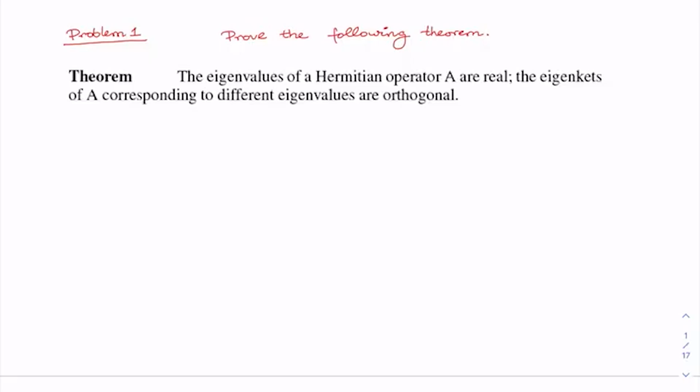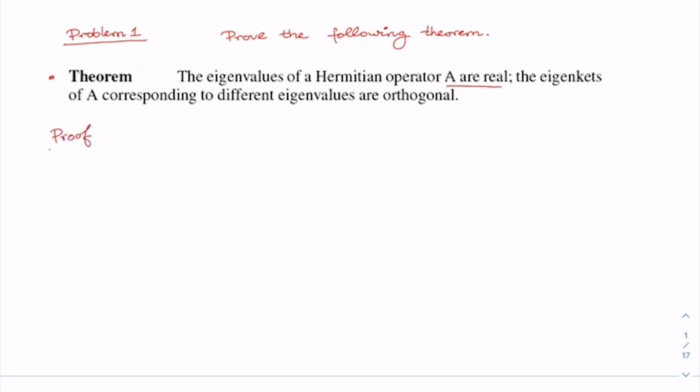Let us begin this problem solving session by proving the following theorem. This theorem is very important. It says that the eigenvalues of a Hermitian operator A are real. The eigenkets of A corresponding to different eigenvalues are orthogonal. So the theorem has two parts and we are going to prove both the parts.